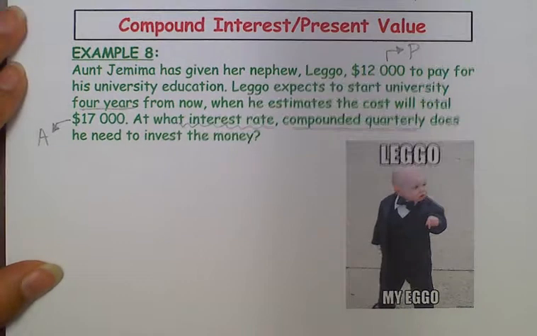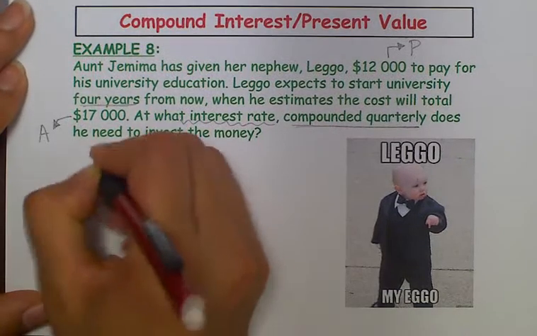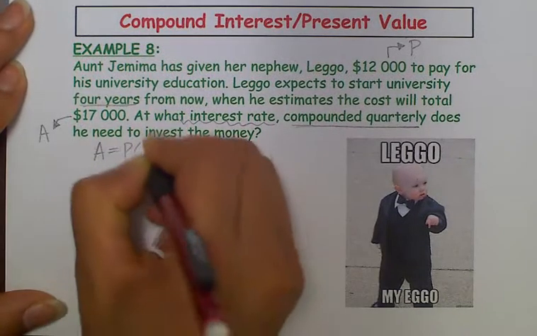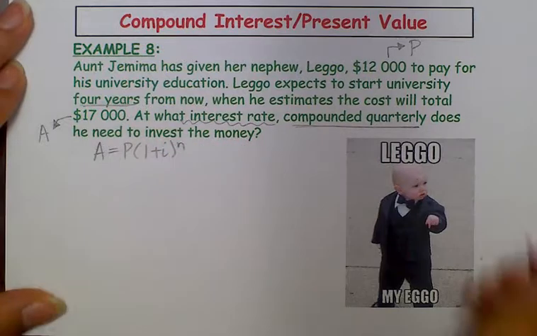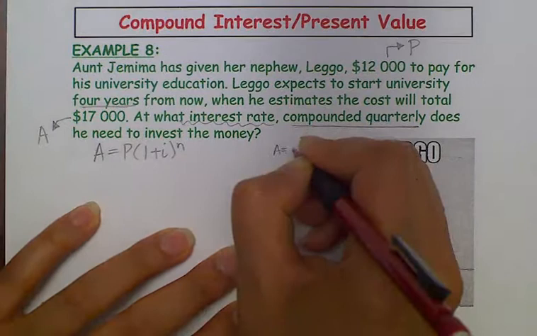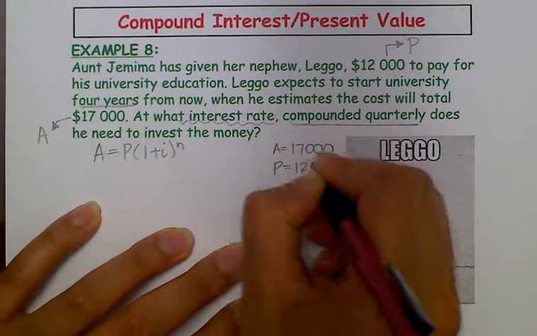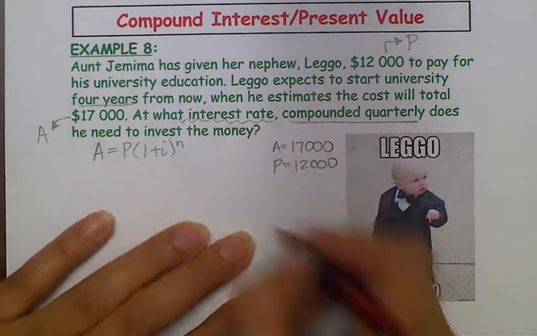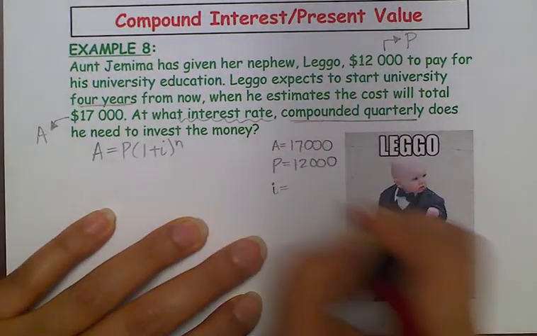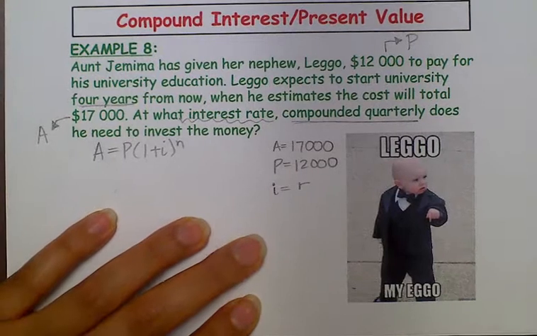So let's start by looking at the formula for compound interest. And let's list the information that we know. We know that A is equal to 17,000. We know P is equal to 12,000. And we know the interest rate per compounding period is whatever the interest rate is that we actually need to solve for. And we've looked at a question like this earlier as well. So this one's just a little bit different.